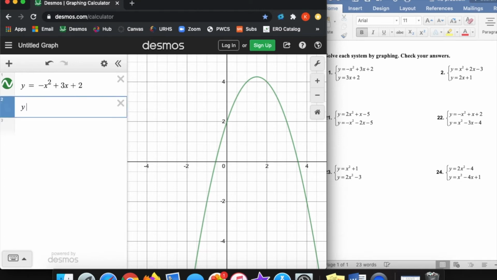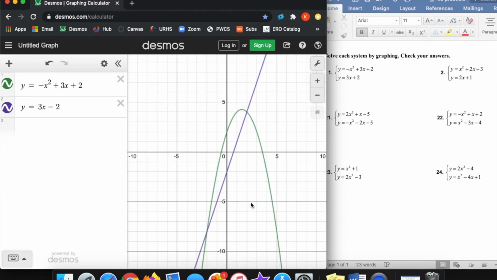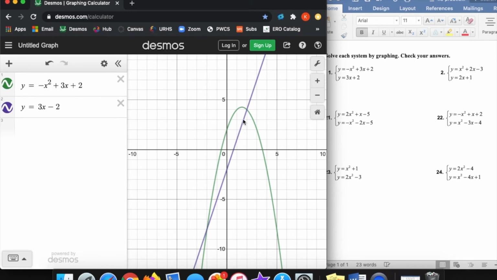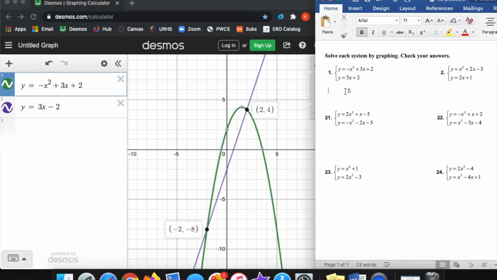Now I type in the second equation in a different blank, 3x minus 2. Again, with substitution we're getting two ordered pair answers, an answer for x and an answer for y. But when I can solve by graphing, like these directions say, I can just look for the intersection points. Desmos highlights a whole bunch of points for you, including the two points where the purple line crosses through my green curve: negative 2, negative 8, and 2, 4. It's just as easy as that. Those are my two answers.